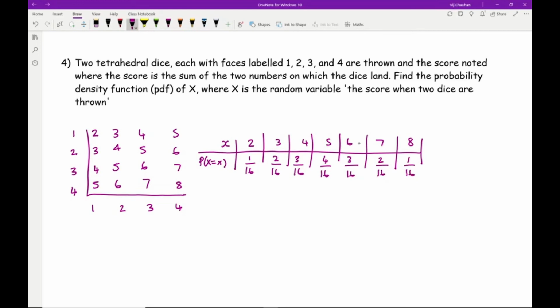Now, taking your knowledge of DRVs a little bit further, I can see that this is what we call a symmetrical distribution, because from the peak, which is 5, our middle value, the probabilities are mirrored between the values of X, and this is what we call a symmetrical distribution.